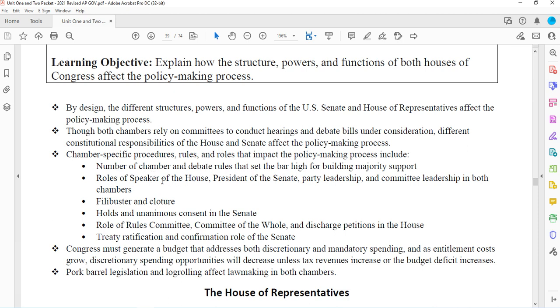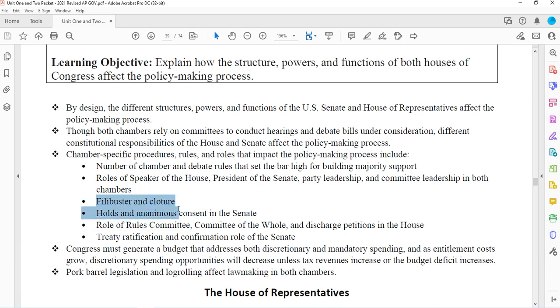The role of the speaker, remember, is really to smooth the pathway for legislation, to appoint committee chairs more than anything, and make sure they're in line and following the party agenda. The president of the Senate is the vice president of the United States and does not play a leadership role. So party leadership on the Senate side is really the majority leader. And of course, committee leadership is very important in both the House and Senate, although a little more so in the House, just because leading a committee is an opportunity to have a direct role in the policymaking process.